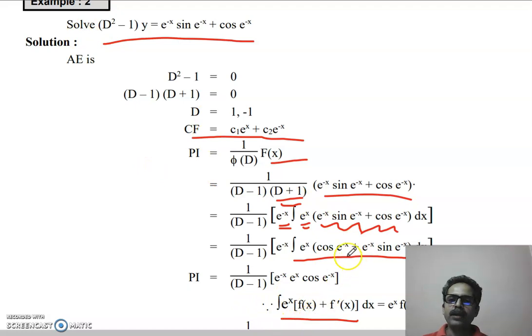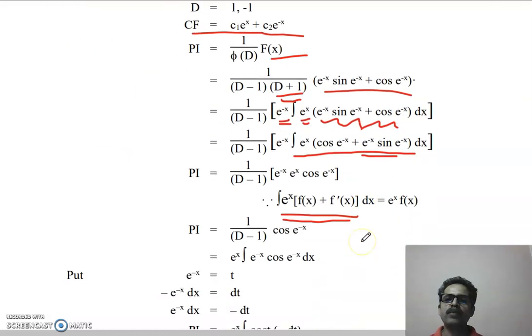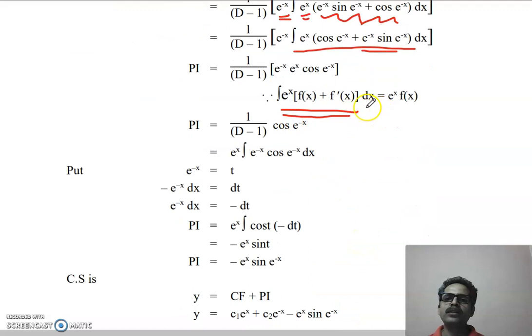And you can see that here cos of e raised to minus x is playing the role of small f of x, and its derivative is exactly the second term, that is e raised to minus x sine of e raised to minus x. I mean to say that this integral has exactly this type. So by the formula, this integration became e raised to x into that function f of x. So we find this step.